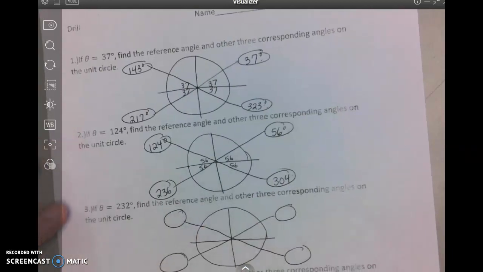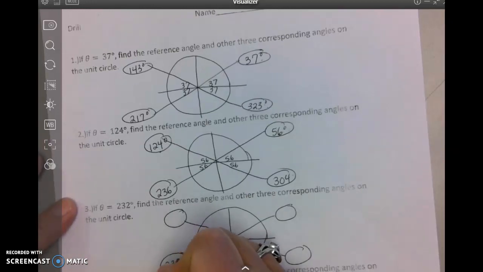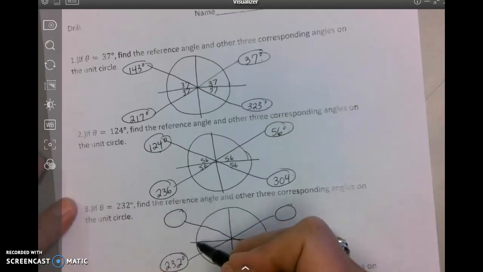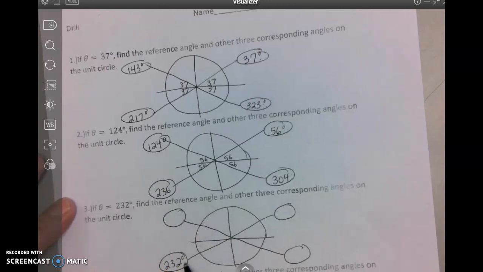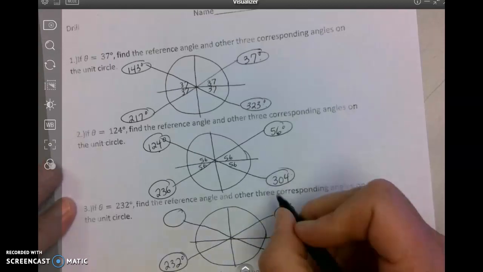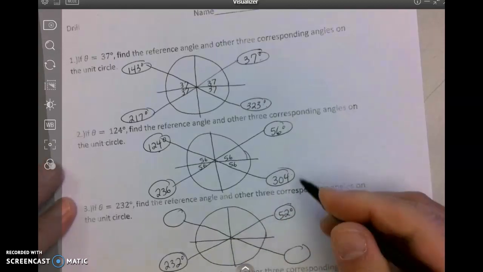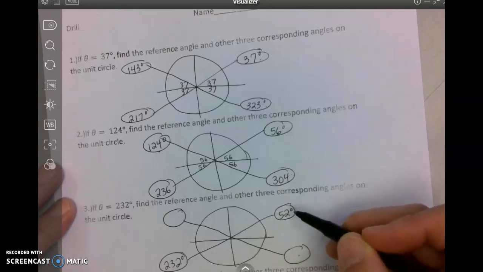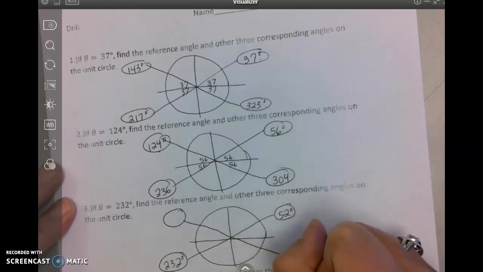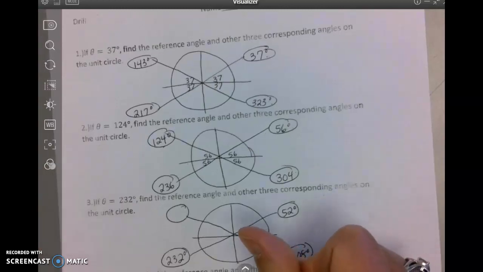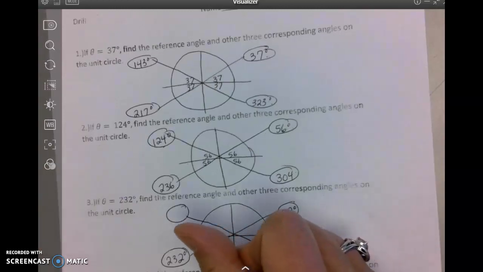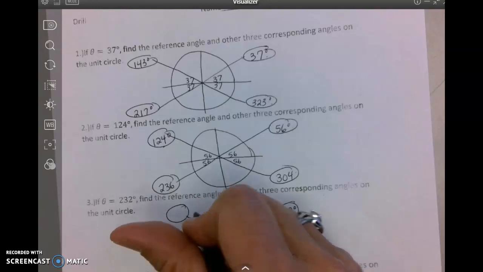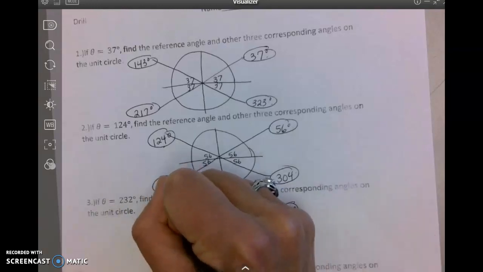All right, 232 would be in the 3rd quadrant because this is 180 and this is 270. I'm going to go in a straight line back 180, so minus 180, and I get 52. I know these add to 360, so 360 minus the 52. And straight line is 180, and I'm getting smaller, so subtract 180, and I get 128.